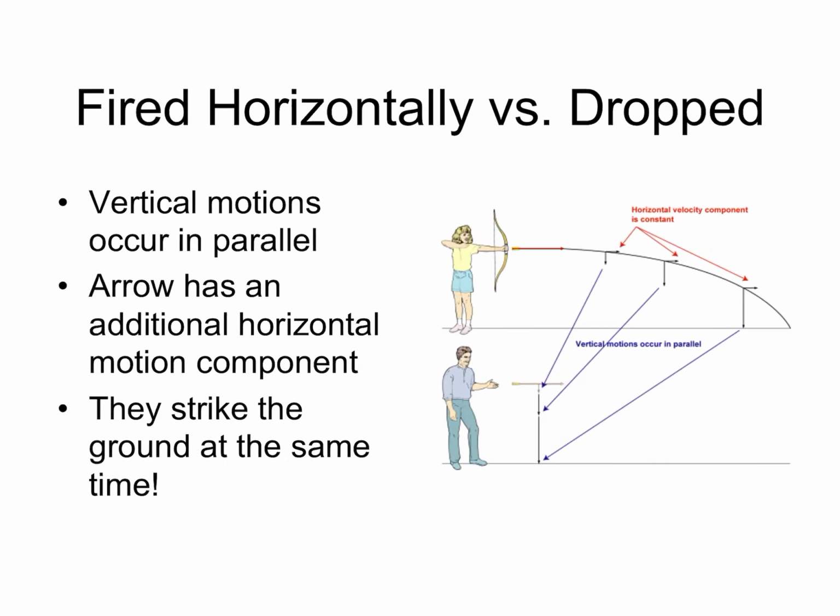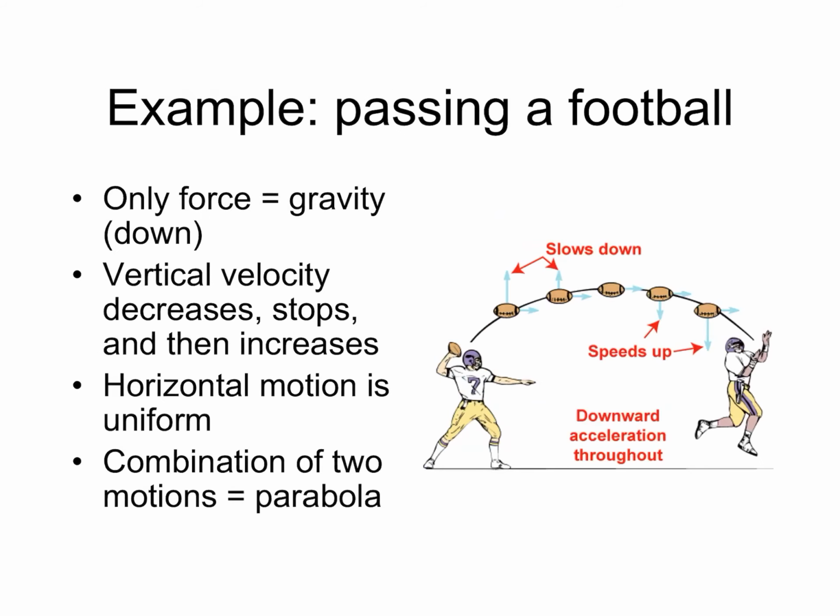This is showing an image of someone that's going to shoot an arrow versus somebody that's just going to drop an arrow. The vertical motions occur in parallel, so the up and down is going to be the same. It's going to take the same time for this arrow right here as it does for this arrow to hit the ground. Some people don't believe that, but if you YouTube some videos, it shows you how that works. Kind of cool.